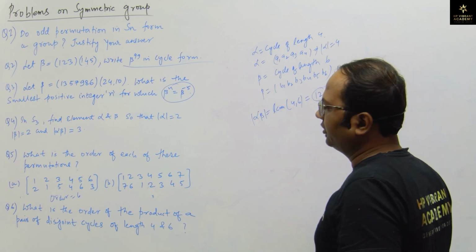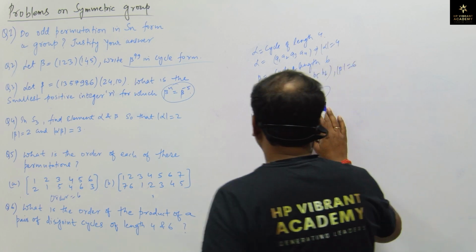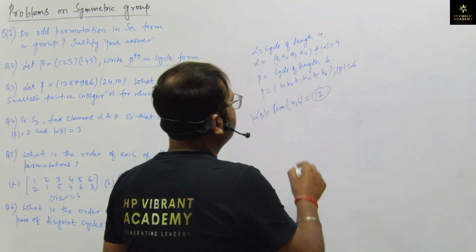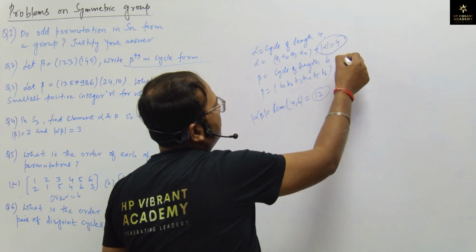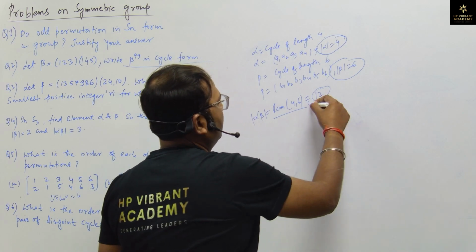So the order of alpha beta will be the LCM of the lengths of these cycles. The lengths of the cycles are 4 and 6. So the LCM of 4 and 6 will be 12.